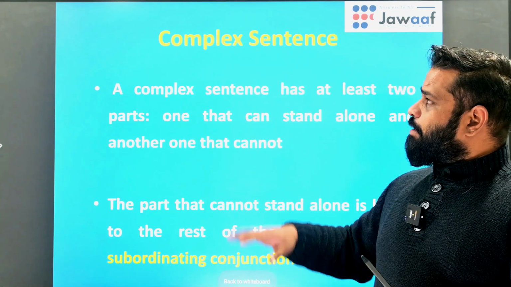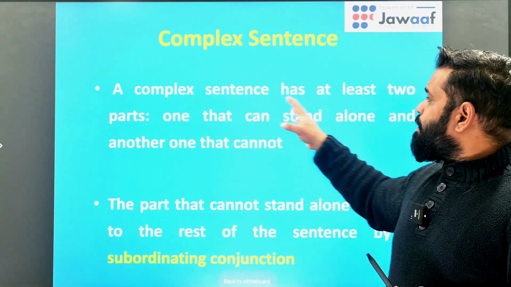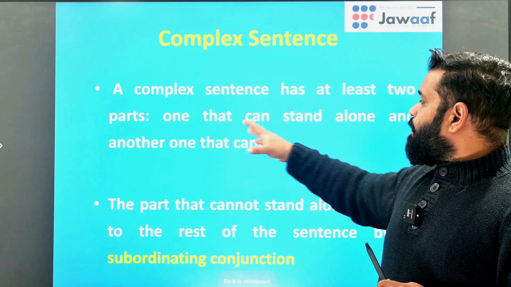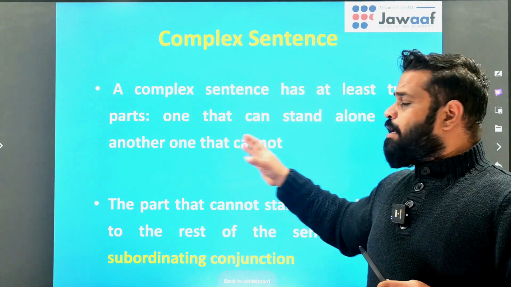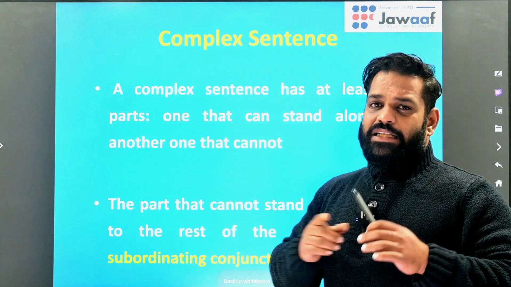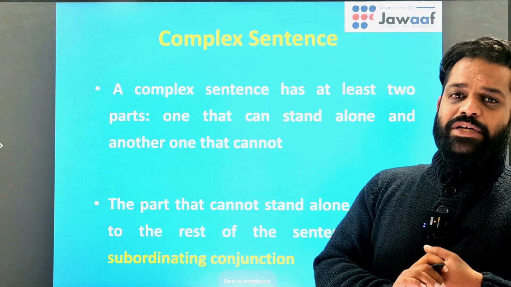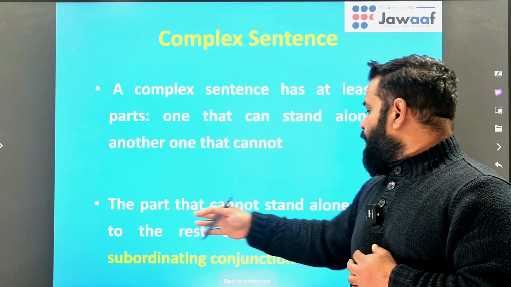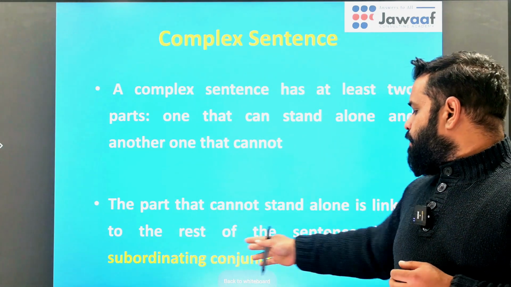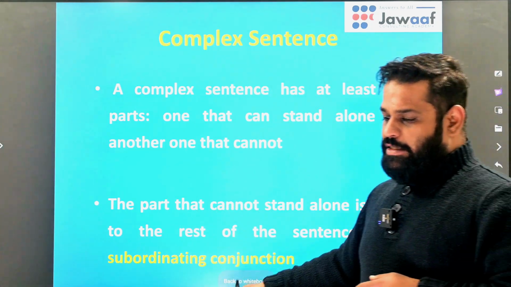Now, complex structure. A complex sentence has at least two parts, one that can stand alone and one that cannot. So in this case, there's one independent clause and one dependent clause. That means it has to be related to each other in this case. The part that cannot stand alone is linked to the rest of the sentence by a subordinating conjunction.